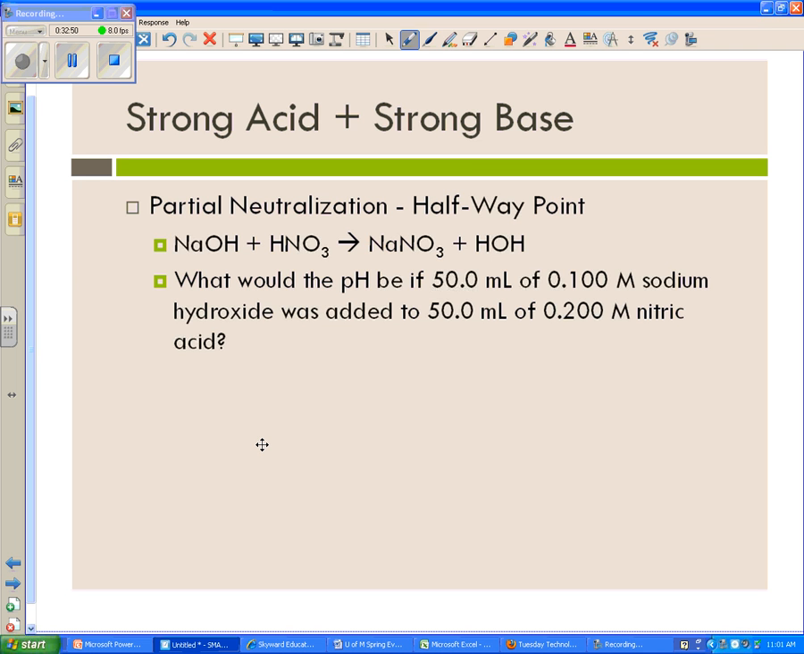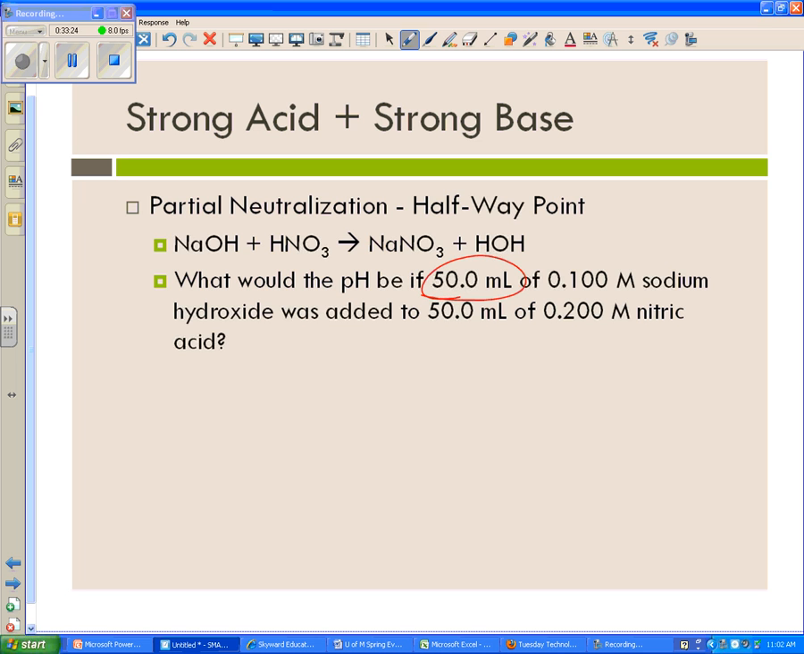What does the halfway point imply? Halfway to neutralization. If we are halfway to neutralization, how many milliliters did it take us to completely neutralize in our first problem? 100. So what's the halfway point? 50. So we're adding half of the volume that we need for neutralization. That's the only thing implied by halfway.